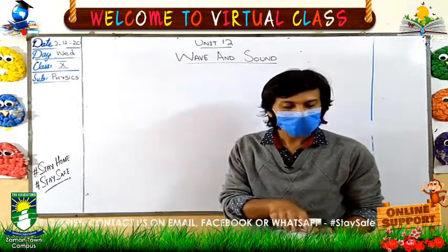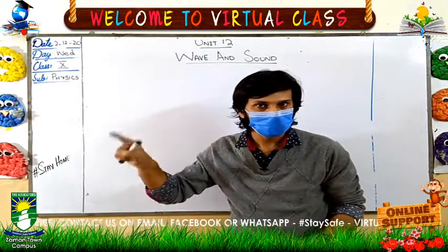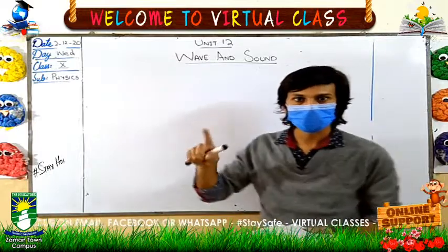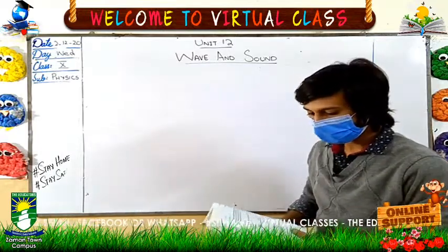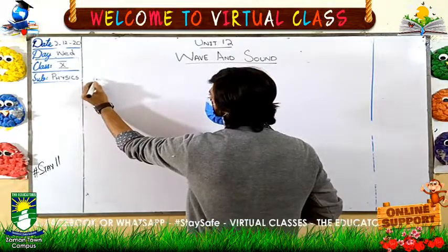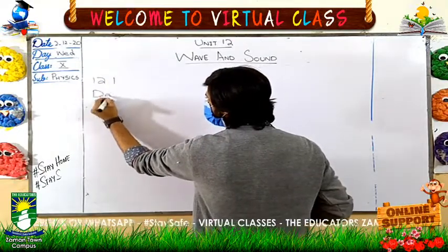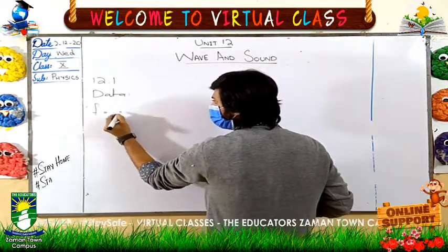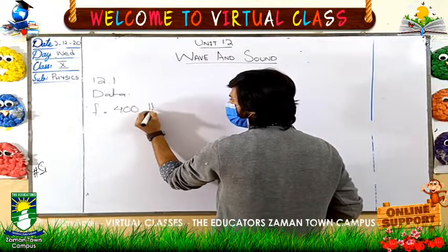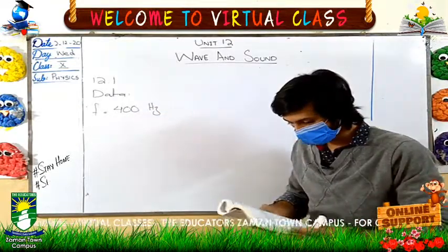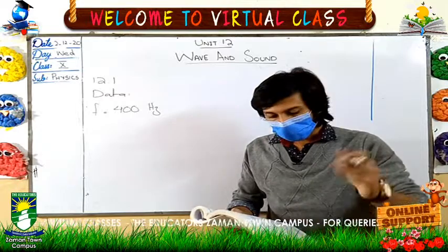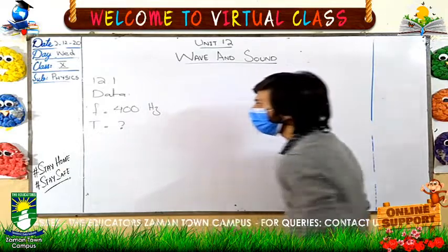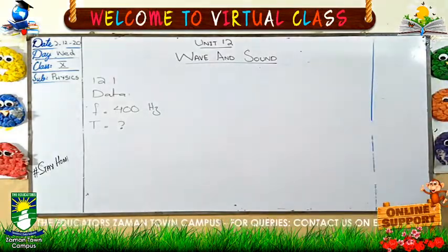A sitar string vibrates at 400 hertz. So they are giving the unit hertz. It means 400 hertz is the frequency, because I told you that hertz is the unit of frequency. So in the 12.1 data, the first thing they gave us is the frequency, which is 400 hertz. Now moving to the question, what is the time period of this vibration? It means they are asking for the time period.